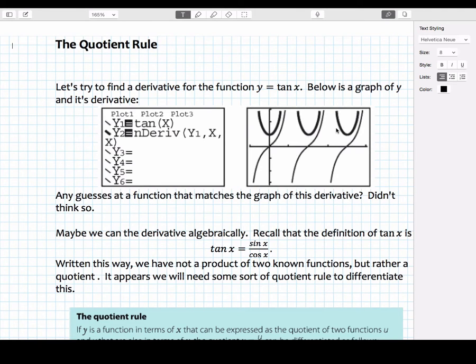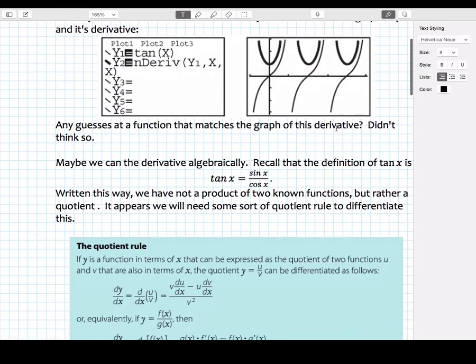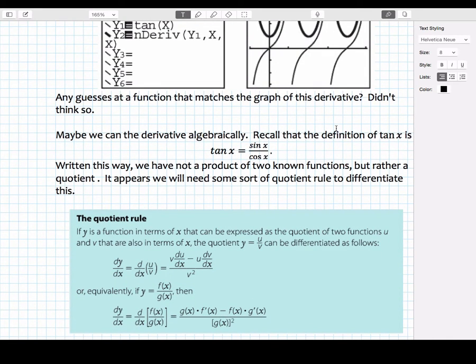Now, if we rewrite tan x, remember that's the very definition of tangent: opposite over adjacent, sine over cosine. So we can rewrite tan x as sine x over cosine x. What's the word for the result of dividing one thing by another? Look at the title. It's a quotient. Division is a quotient. That's why we call this the quotient rule. So we'll need some way to differentiate the result of dividing two functions, in other words, a quotient.